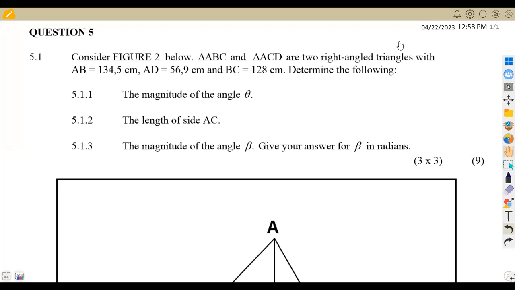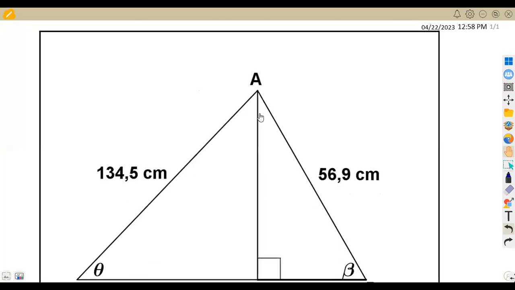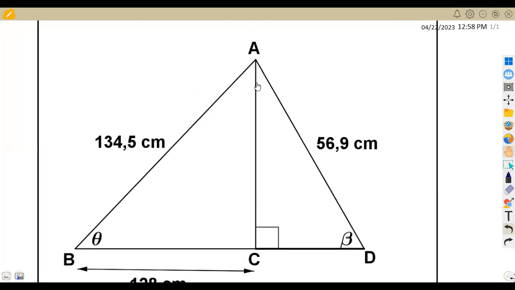We are given the question from April 2016, question number 5. Consider Figure 2 below, where we are given triangle ABC and triangle ACD, two right-angled triangles. The triangle ACB and the triangle ACD are right-angled at point C.